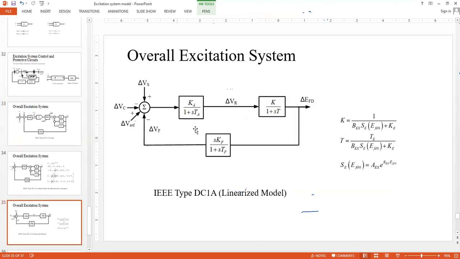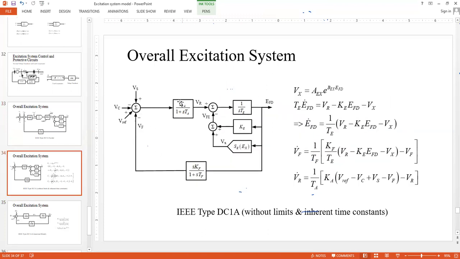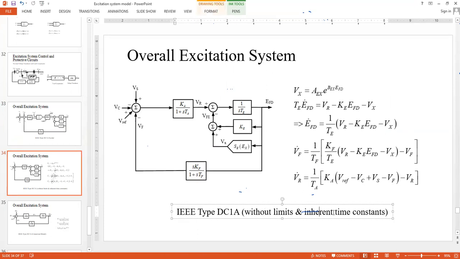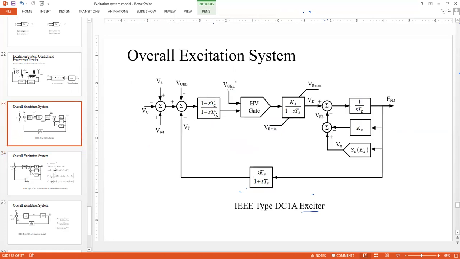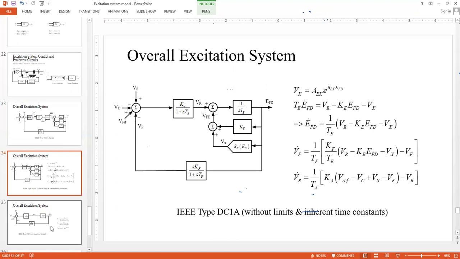Okay, so you will see that the limits are also not there. We have gotten rid of the limits. So this is IEEE type DC1A without limits and the inherent time constants. By inherent time constant, we mean TC and TB. So we have gotten rid of that. We have gotten rid of limits. We have gotten rid of gating functions. It looks pretty simple compared to the previous one.